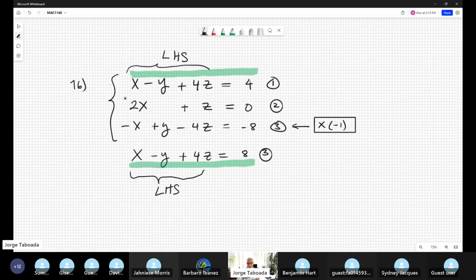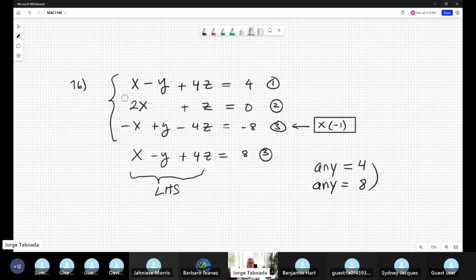Is this true or false? Because any expression is equal 4, and the same twin brother expression is equal 8. Do you see contradiction? Do you see or no? Everyone saw contradiction? So now, what do you suppose to happen when you try to solve the system and you see contradiction?